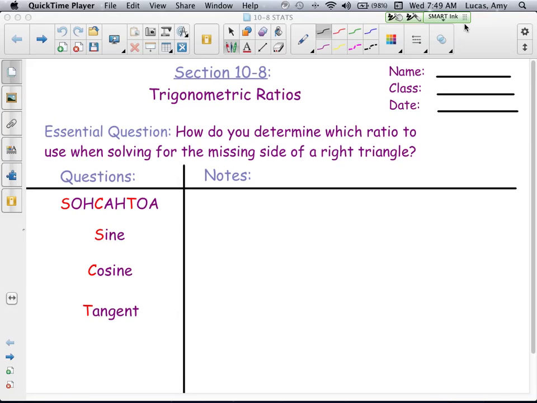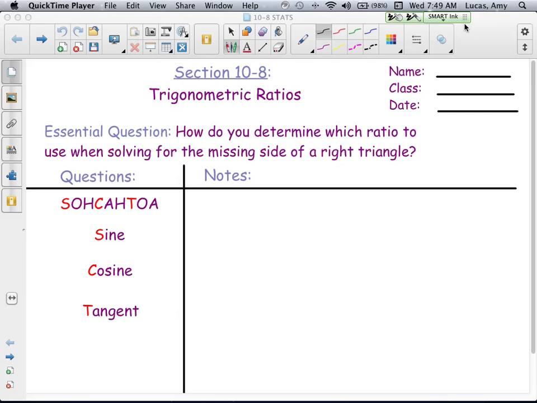missing side. What's different about the trig ratios versus the Pythagorean theorem is, with the Pythagorean theorem, you typically had to know two of the side lengths in order to find the third side of the triangle. Now we might know one angle measure and one side length, and we can use that information to find any of the missing angles or sides in the right triangle.